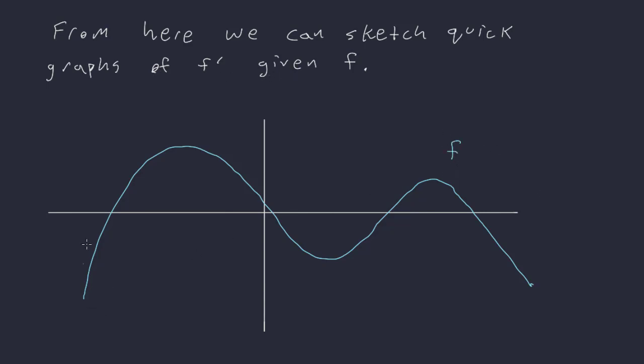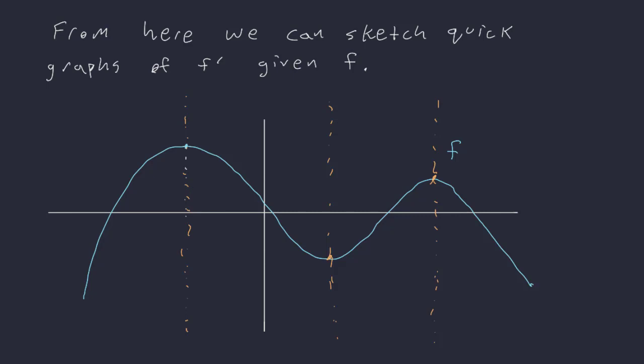Well, if this is f, wherever f is increasing, f prime needs to be positive. So here f is increasing and then stops. Let me use a different color here to break this down. Then f decreases all the way to here, stops and turns around to be increasing again. And then once again it increases to this point, stops, and turns around to be decreasing again. Okay, and then decreases. So we're going from increasing to decreasing to increasing to decreasing.